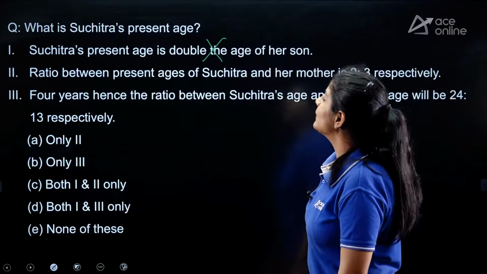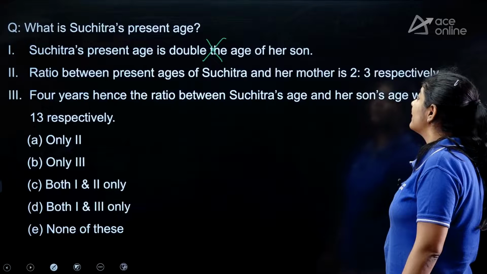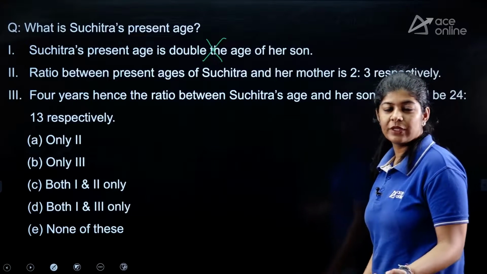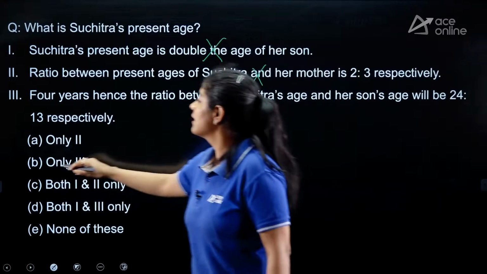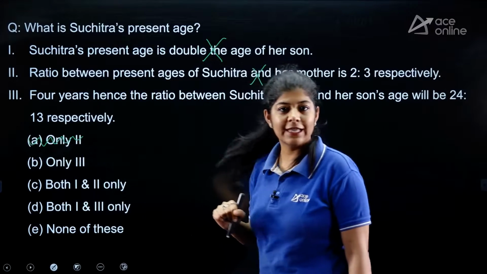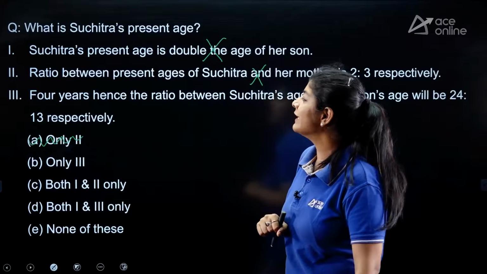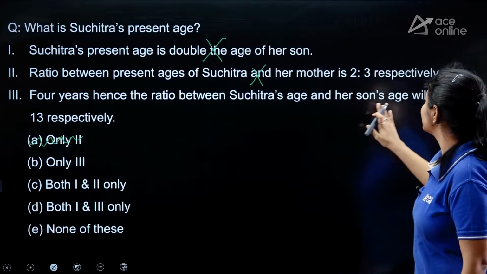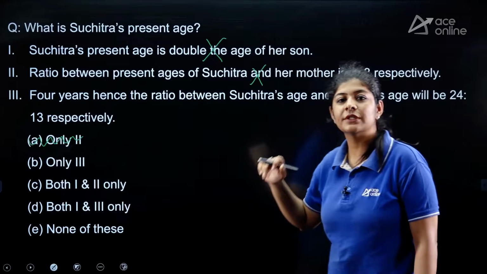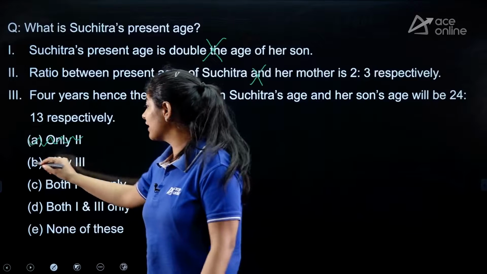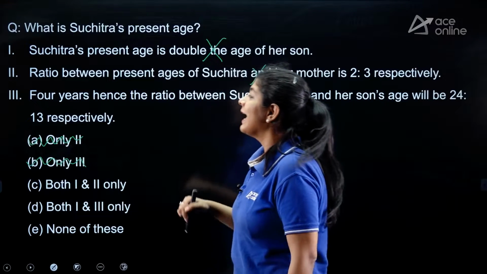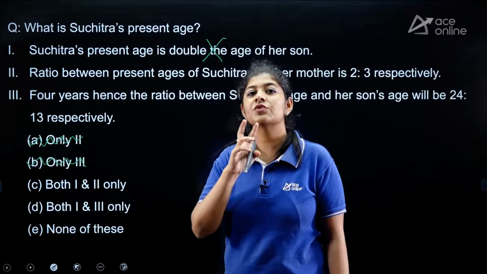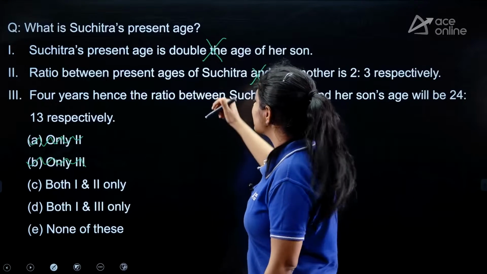Second, the ratio between the present ages of Suchitra and her mother is 2:3 respectively. Okay. So again, ratio, we need value. This one is eliminated. Option A is eliminated. Third, 4 years hence, that means we are talking about the future, the ratio between Suchitra's age and her son's age will be 24:13 respectively. Again, we have a ratio, we want value. But as per the content, we have two statements in which Suchitra and her son are discussed: first and the third one.